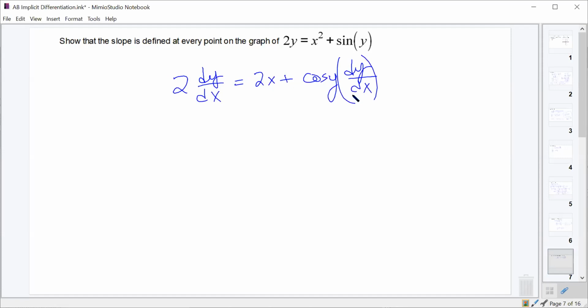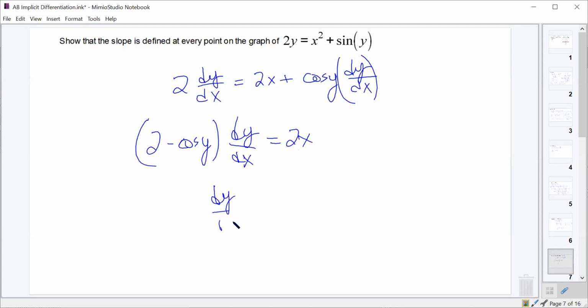Good or no? It's good. Okay. And if we subtract the cosine y, we end up with 2 minus cosine y on the left times dy dx equals 2x, or dy dx equals 2x over 2 minus cosine y. And so for the slope to be undefined, what would have to be true? The denominator is never 0. Right, the denominator would have to be 0 for it to be undefined, so let's take a look.